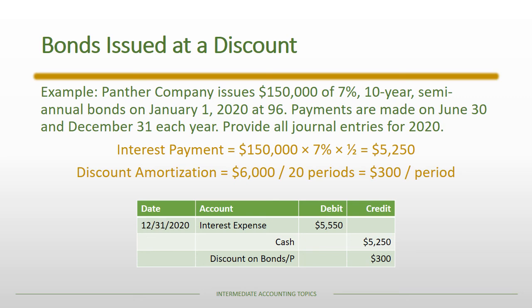We'd have the exact same journal entry at the end of the year. Again, as we mentioned before, since the amortization of the discount is constant and since the cash payment is constant, the interest expense will also be constant.